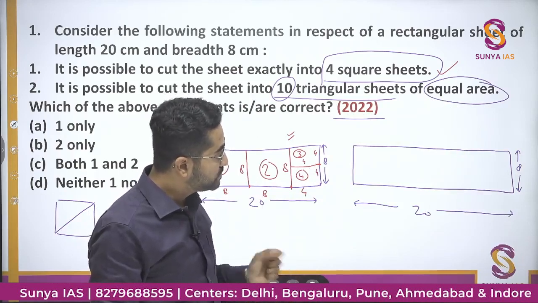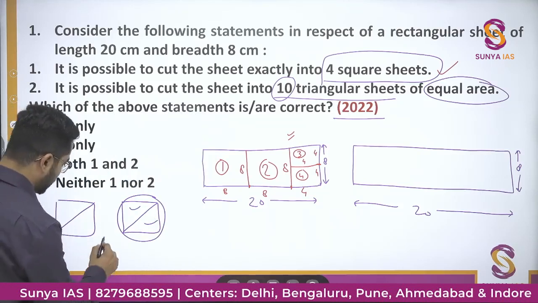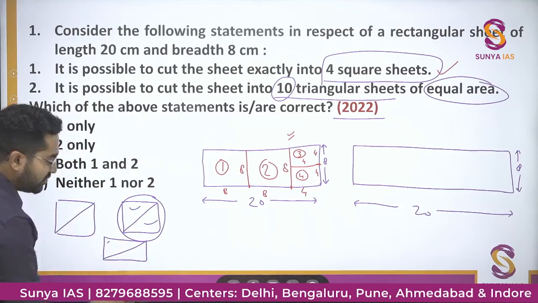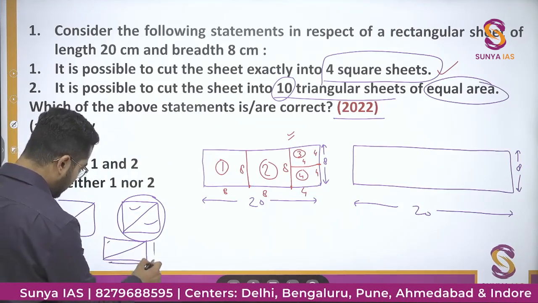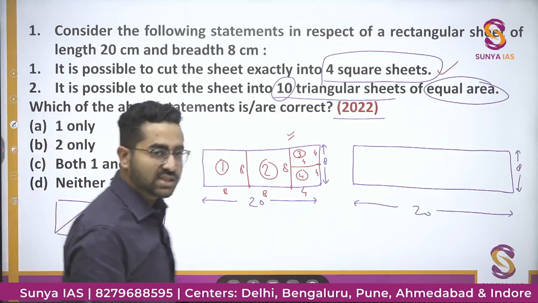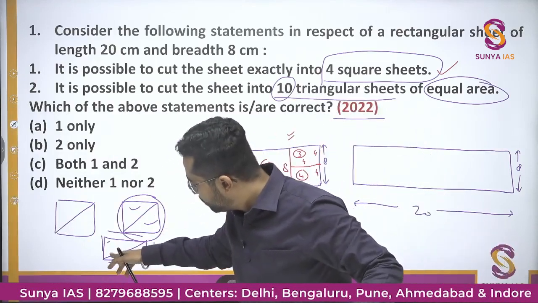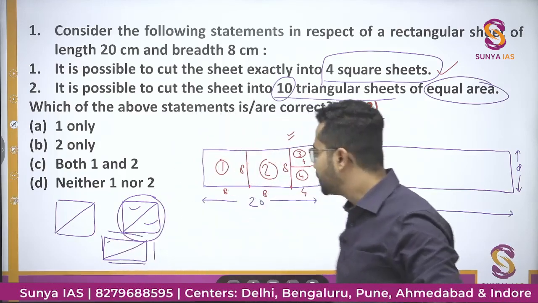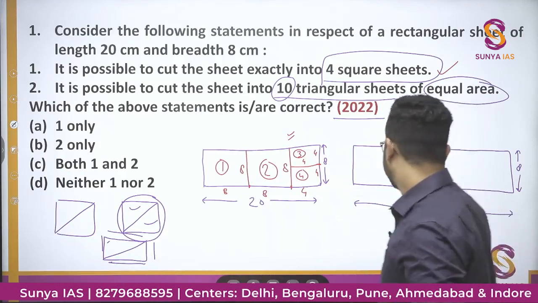How can we get 5? Even if there are 5 squares or rectangles, if this is the rectangle, these two triangles will also be of equal area, because half this length into this length, here also length and into this length. So obviously if there is a square or rectangle and we make the diagonal, then this diagonal will make two triangles which will have equal area. So even if we get triangles or squares.